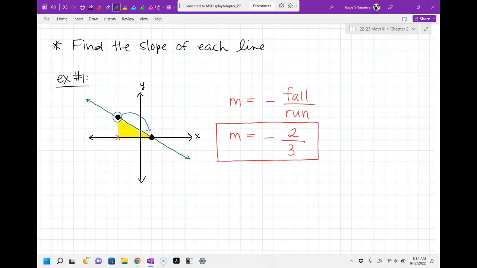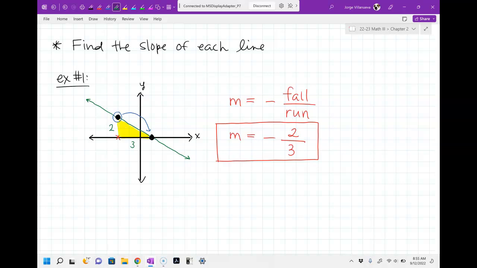And I'd say, oh, well, the height is 2 and the base is 3. So you can see the 2 over 3 right there, right? If you want to draw a little triangle to connect the dots like that, feel free to do that. You don't have to, but maybe it helps you figure out the dimensions.